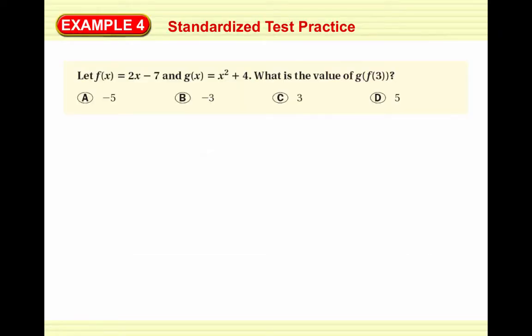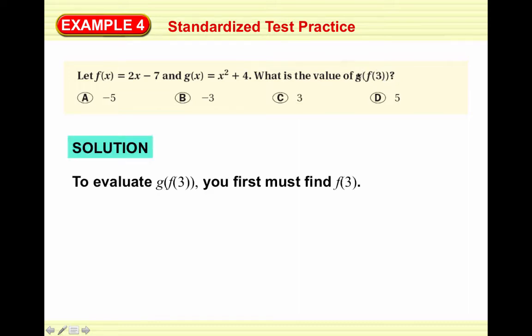All right, so we're going to let f of x equal 2x minus 7 and g of x equal x squared plus 4. What is the value of g of f of 3? So what this means is you're going to take 3 and plug it into f. Whatever answer you get there, you're going to take and plug into g. Okay, so the first thing you have to do is find f of 3. You have to evaluate the function f for the value 3.